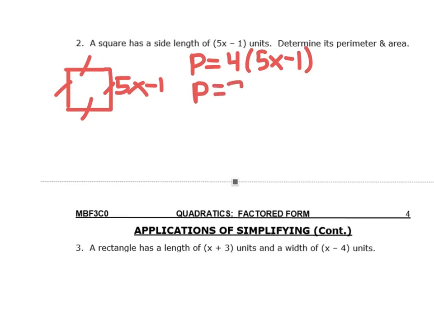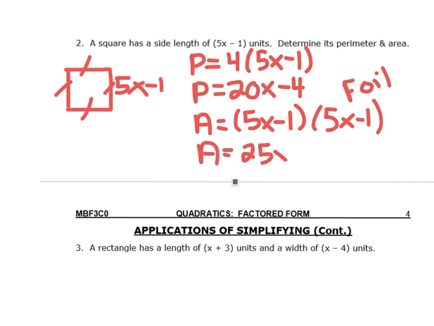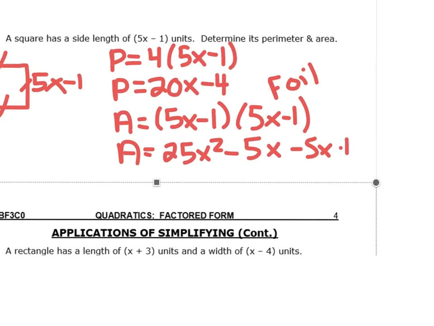So we get 20x minus 4. Area is length times width, and in this situation it would be 5x minus 1 times 5x minus 1. So again, we're going to use FOIL. So we get 25x squared minus 5x minus 5x plus 1.